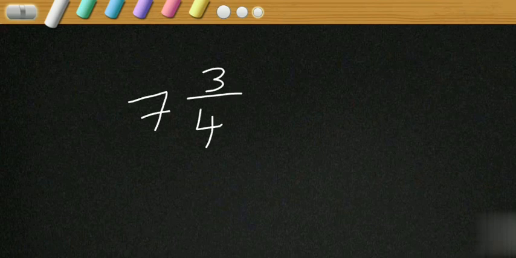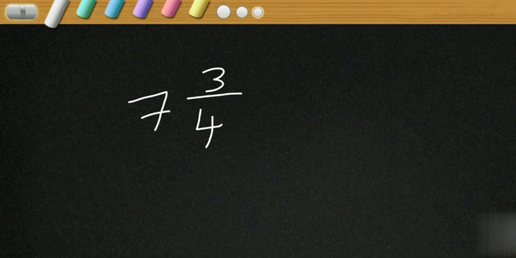In other words, we can say a mixed fraction is a combination of, combination means both of them together, a combination of a whole number and a proper fraction. So what about 7 3 by 4? Is it a mixed fraction or mixed number? A mixed fraction can also be named as mixed number. Is 7 3 by 4 a mixed number?